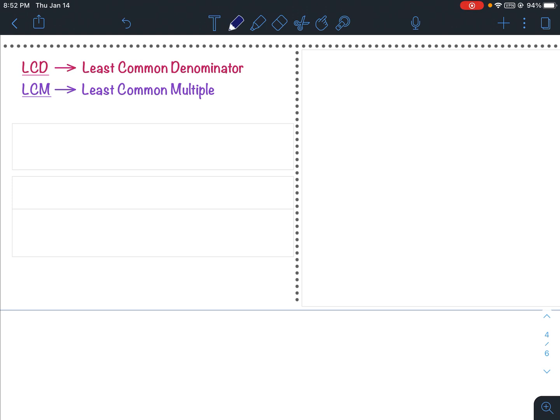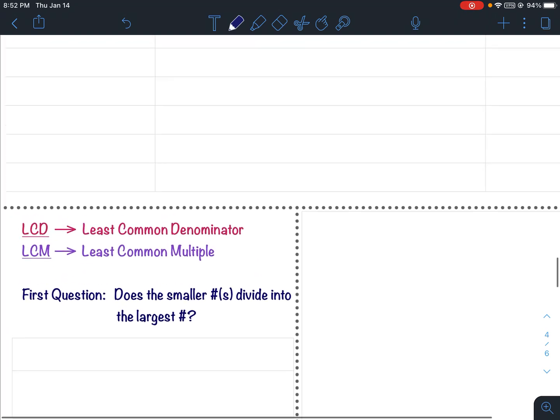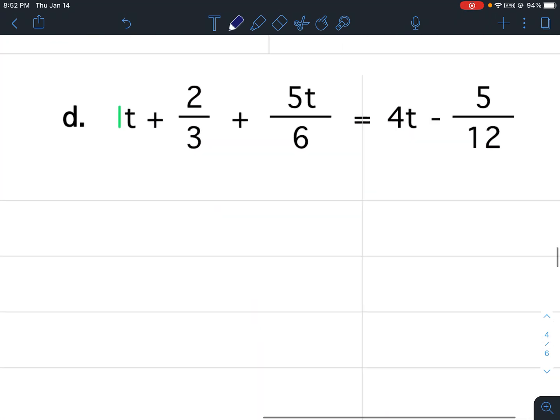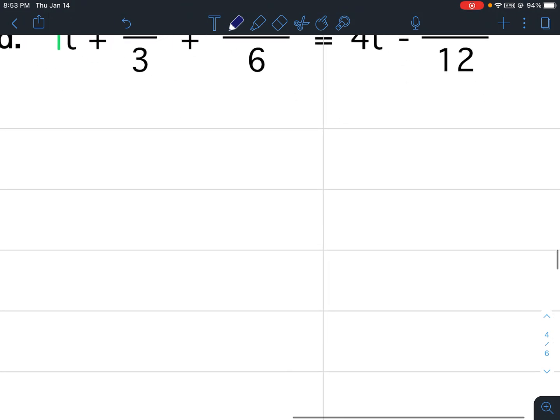So, to do these problems, to figure out what the LCD or the LCM is, the first thing you want to do is ask yourself, does the smaller number divide into the larger number? Remember, we're only worried about the denominator. So here are my 3 numbers in the denominator. I got 3, 6, and 12. So the very first thing you want to do is determine, do these smaller numbers divide into that larger number?